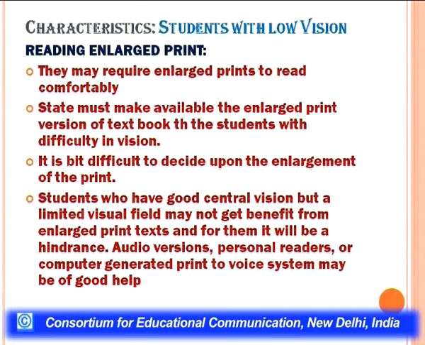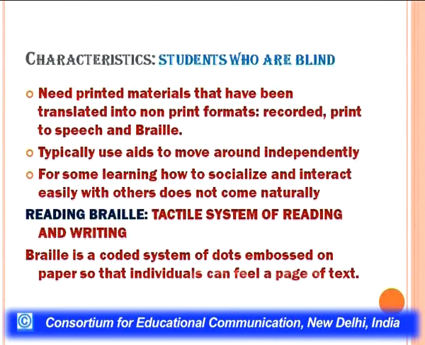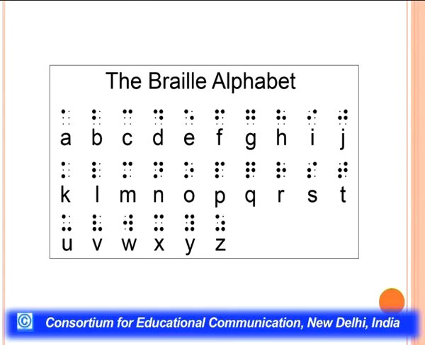Now the characteristics of those who are blind: they need printed materials that have been translated into non-print form, recorded print to speech and braille. They typically use aids to move around independently, and for some, learning how to socialize and interact easily with others does not come naturally, so they need that kind of training also. Reading braille is very important for them because it is the tactile system of reading and writing. Braille is a coded system of dots embossed on paper so that an individual can feel the page and the text. A few pictures you can see of the braille alphabet, with dots and small alphabets.